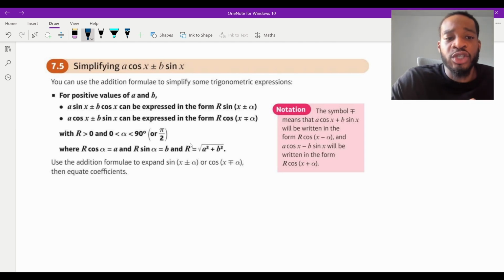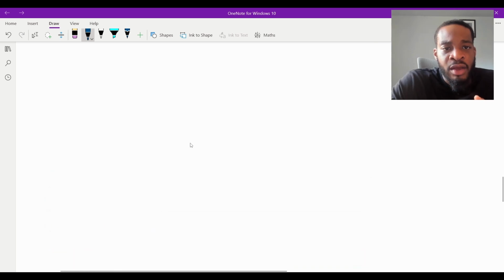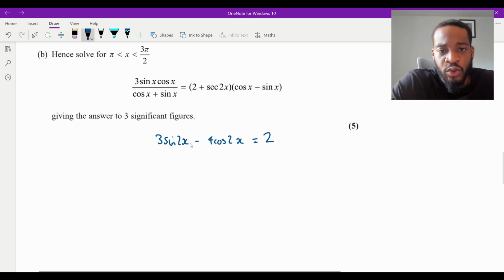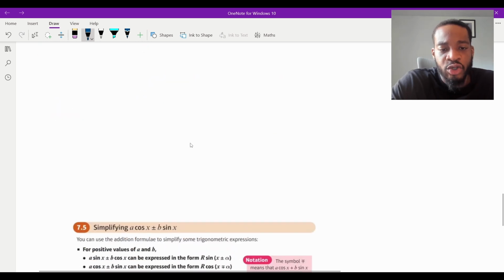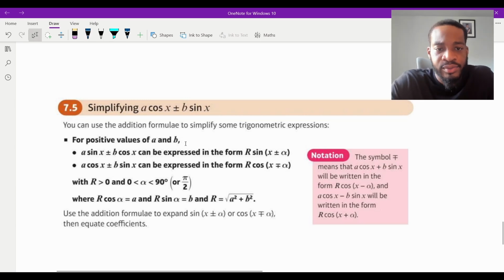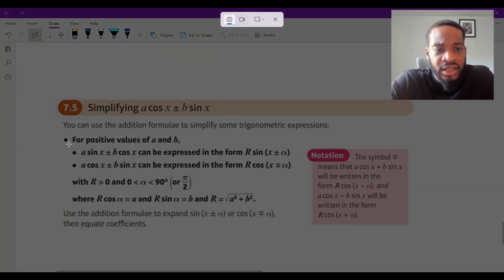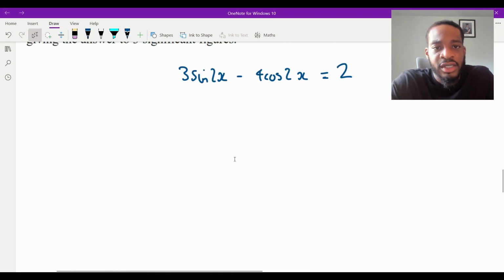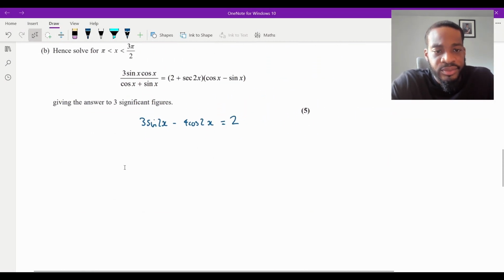Now, how does this work with the question that we've got? So let's look at it, right? We're doing this equation here. 3 sine 2x minus 4 cos 2x, right? So if I just get that graphic, it's the top one actually, because it's sine and cosine. So if I get this right here, I'm just going to copy this bullet point here. I'll just put this here.